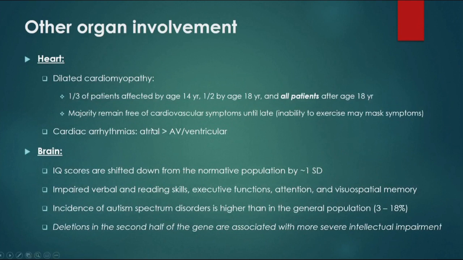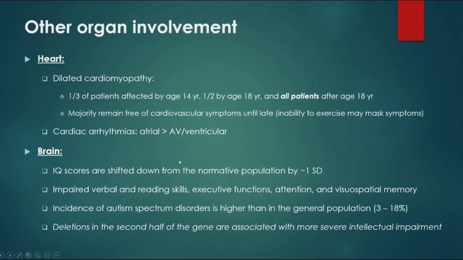So the most prominent involvement of the heart causes dilated cardiomyopathy. And 1/3 of the patients develop it before 14 years of age, but all patients will have dilated cardiomyopathy after 18 years of age. However, the manifestation of symptoms may not be apparent because they don't move much. So you may not get symptoms. They also may have cardiac arrhythmias, especially atrial arrhythmias.